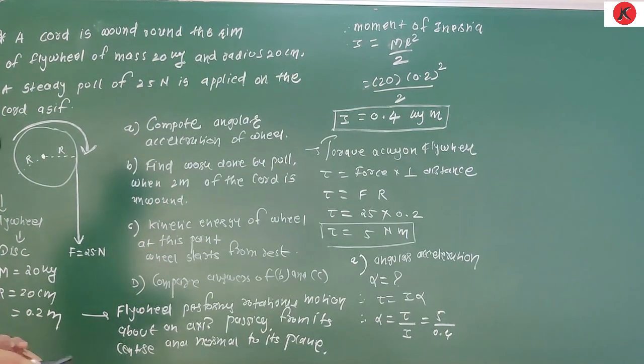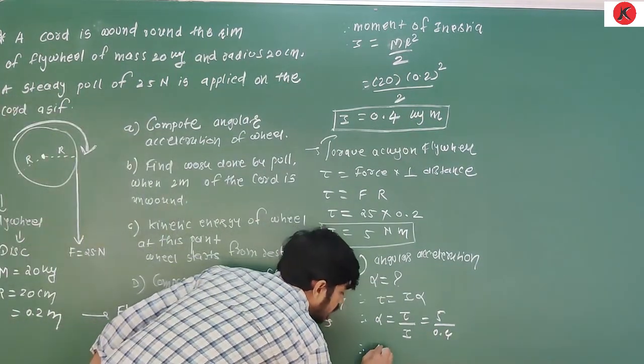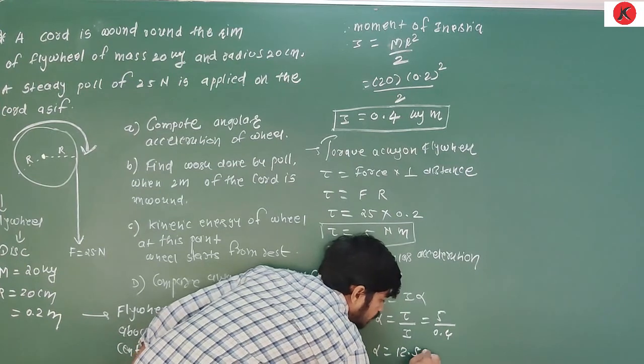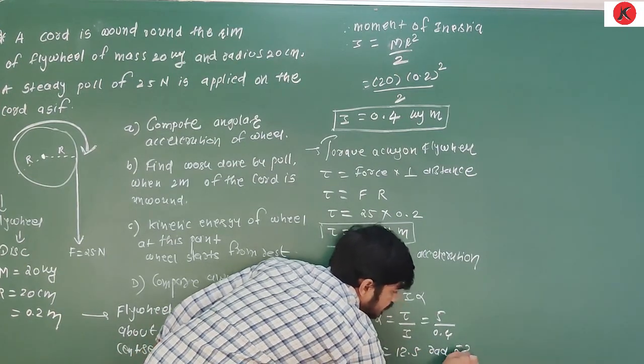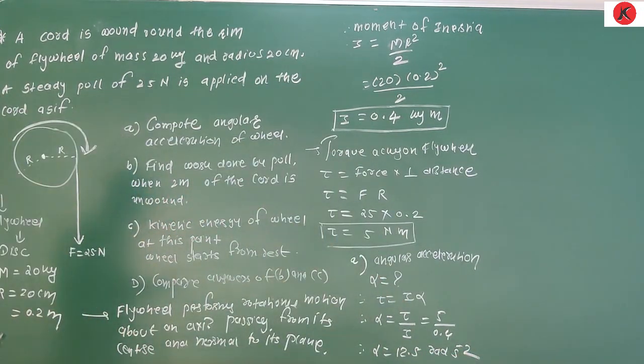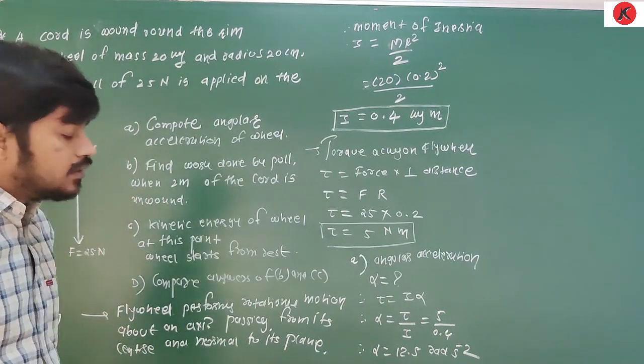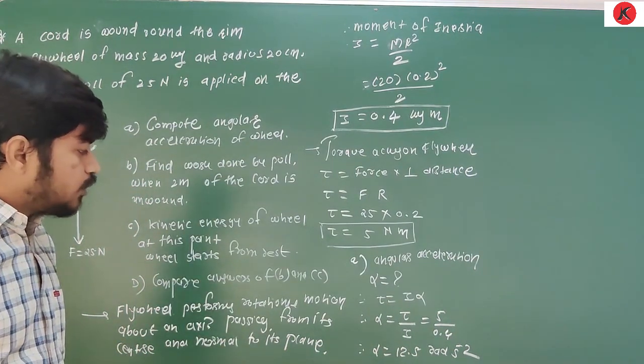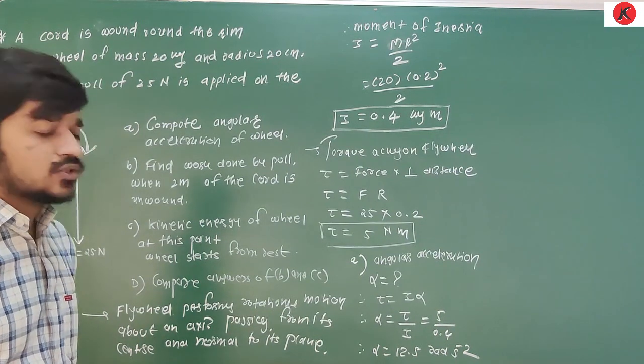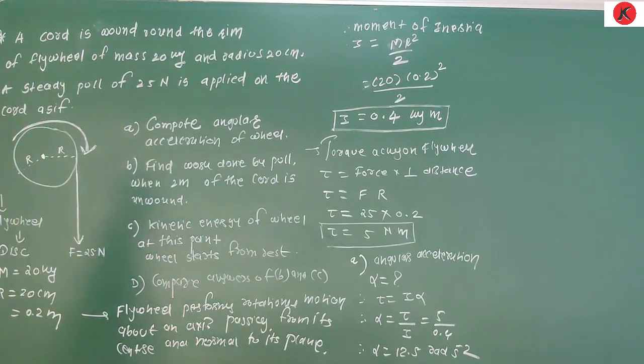Yes, it is 12.5. So therefore alpha is equal to 12.5 radian per second square. Again, 5 divided by 0.4 is 12.5. Clear? So alpha is equal to 12.5 radian per second square. So this is the first question, that is alpha.